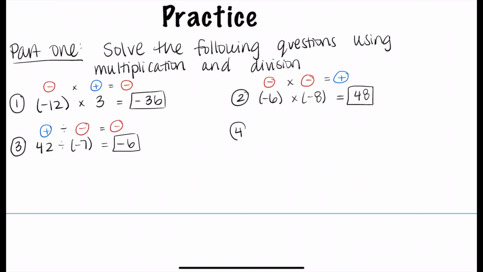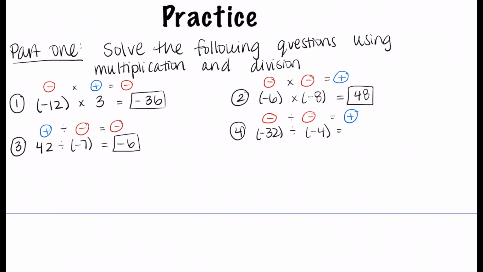Now we will move on to our fourth and final question for this section of the practice problems. For number 4, we have negative 32 divided by negative 4. And we have a negative divided by a negative here, so we are expecting a positive answer.